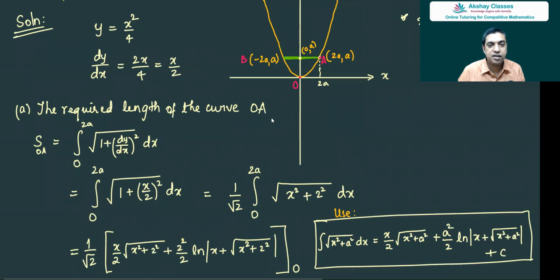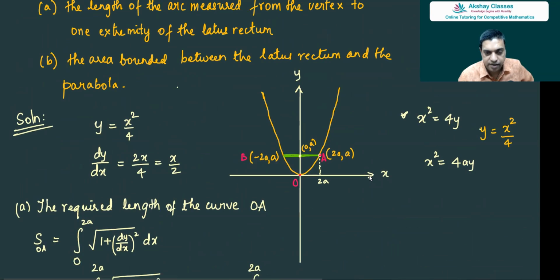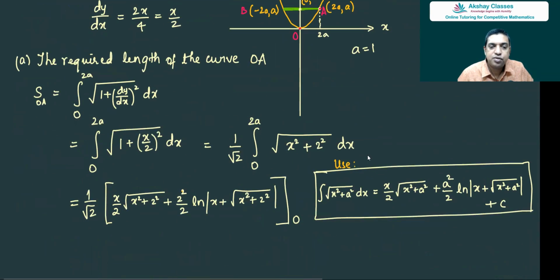Now our integral. Here, what is the value of a? y square is equal to 4ax. So a value is 1. So a in this curve, a value is 1. So that means we are integrating from 0 to 2.